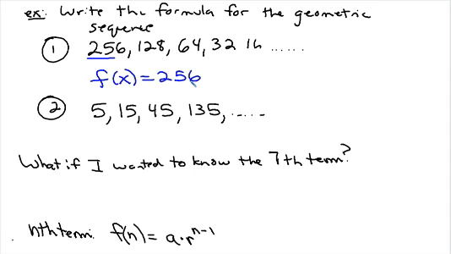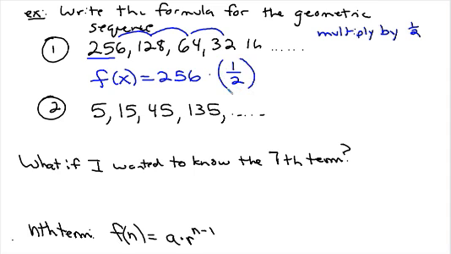Right? What's 256 divided by 2? It's 128. 128 divided by 2 is 64. 64 divided by 2 is 32. Well, dividing by 2 is the same thing as multiplying by 1/2. So my function is 256 times 1/2 to the x power.